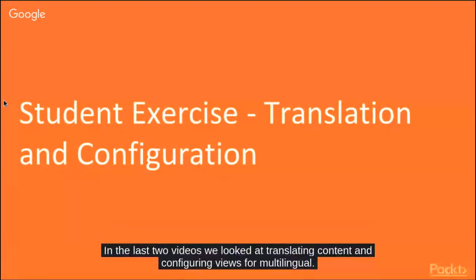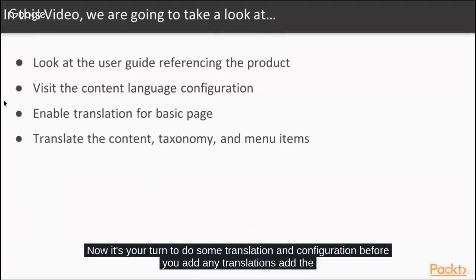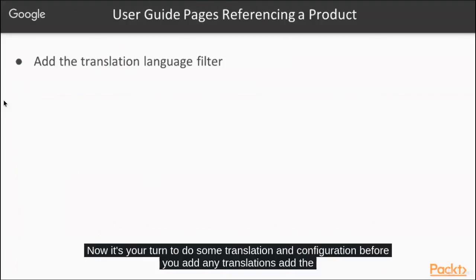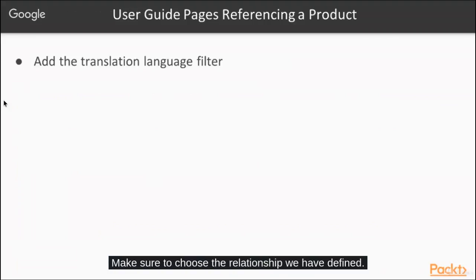In the last 2 videos, we looked at translating content and configuring views for multilingual. Now it's your turn to do some translation and configuration. Before you add any translations, add the translation language filter for the user guide pages referencing a product. You may group the results together. Make sure to choose the relationship we have defined.